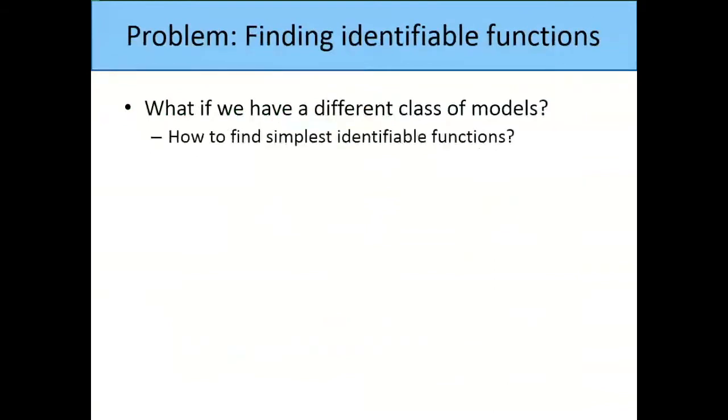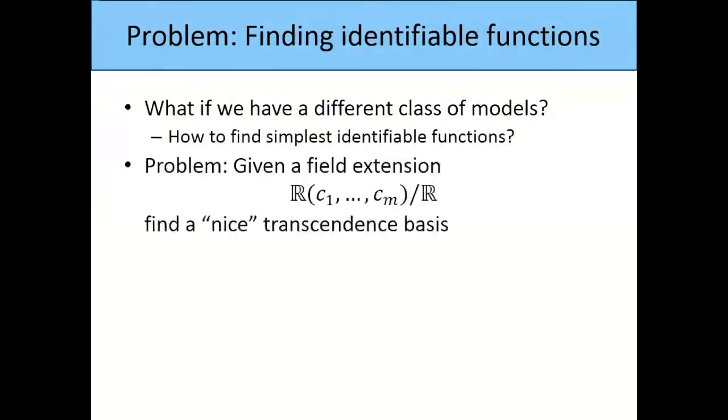So now I want to step back a little bit. In the remaining time I have, I just want to talk about this question of finding identifiable functions in general. For example, what if we were looking at a different class of models, maybe linear models that have different input-output leak assumptions? Or maybe the same class of models, but this bad case where the dimension of the image of the coefficient map isn't maximal. The question is, how do we find the simplest identifiable functions?